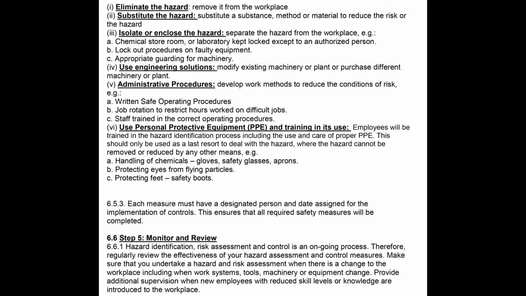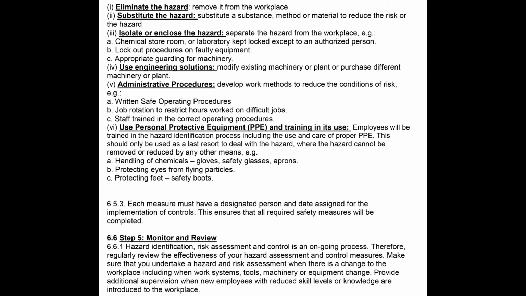Number 3, isolate or enclose the hazard. Separate the hazard from the workplace, for example, in a chemical storeroom or laboratory, kept locked except to an authorized person. Lockout procedures on faulty equipment. Appropriate guarding for machinery. Number 4, use engineering solutions. Modify existing machinery or plant, or purchase different machinery or plant.